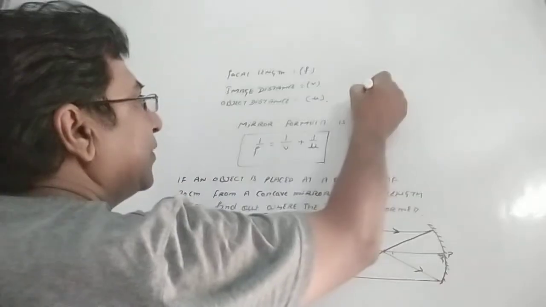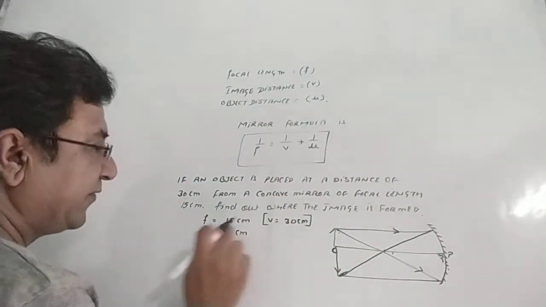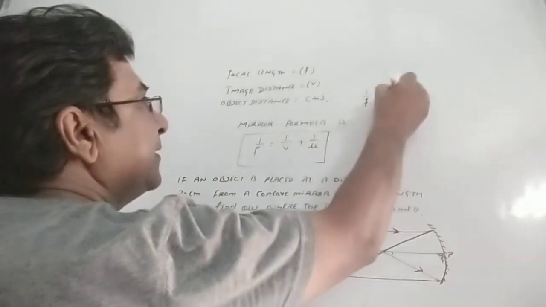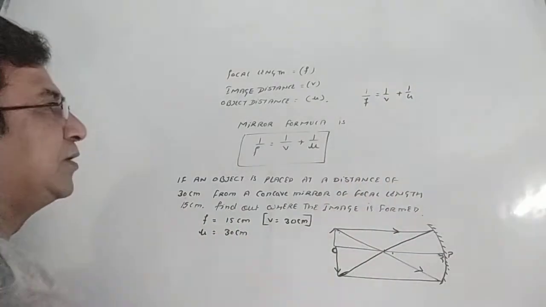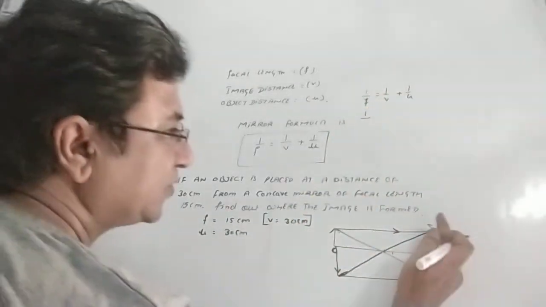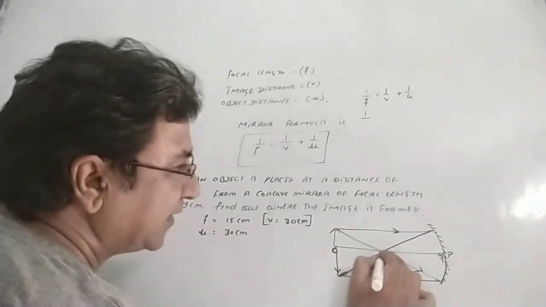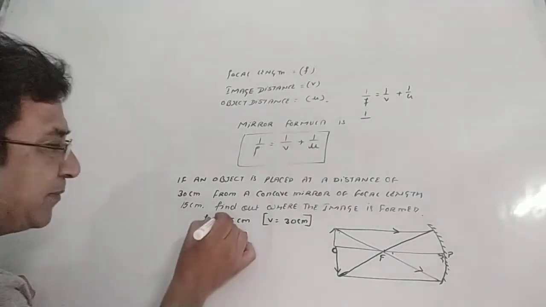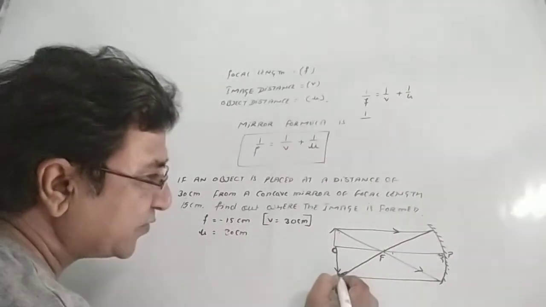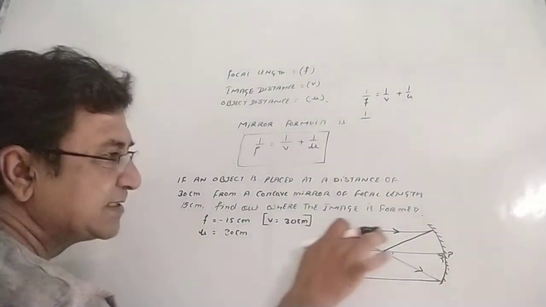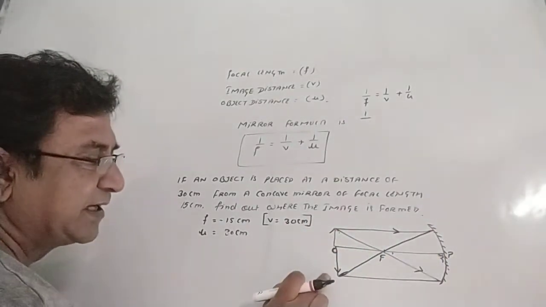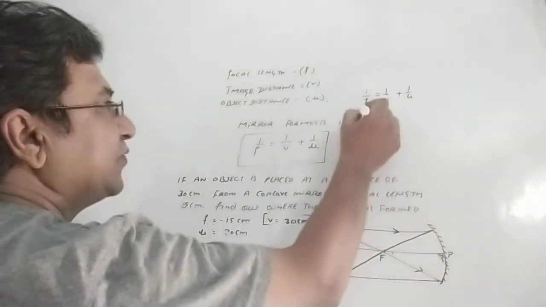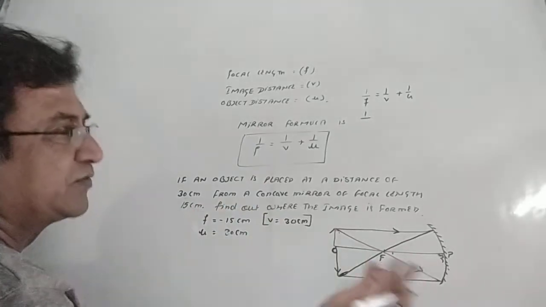Let's do it. Given, as we already said, focal length 15 centimeter, U 30 centimeter. Let's put these values in the formula. So this is the formula. Now the focal length is on the left side of the mirror. According to sign convention, we will be taking the focal length with the minus sign. The image is also forming on the left side of the mirror, against the direction of the incident ray. So this is also minus. So this is the focal length and this is the image formed. The object is always on the left side.